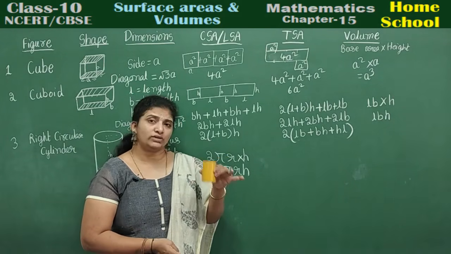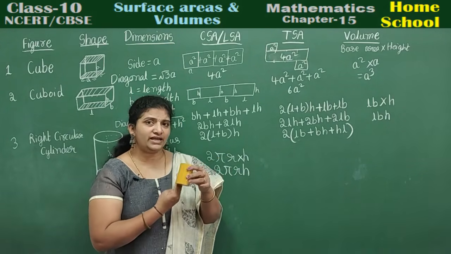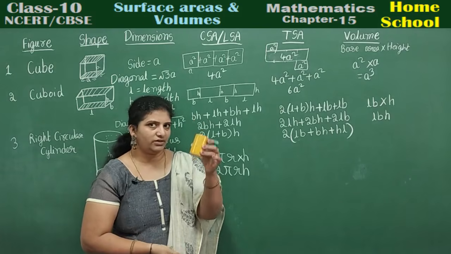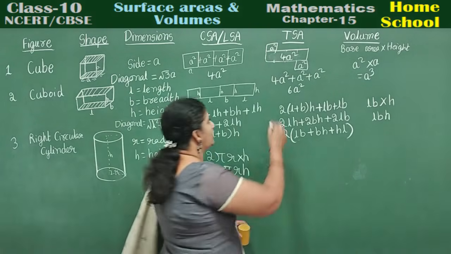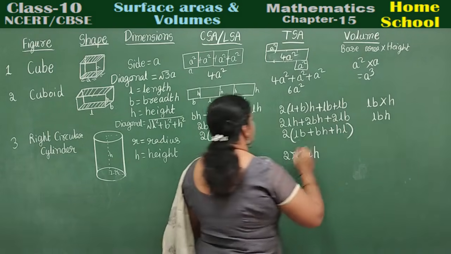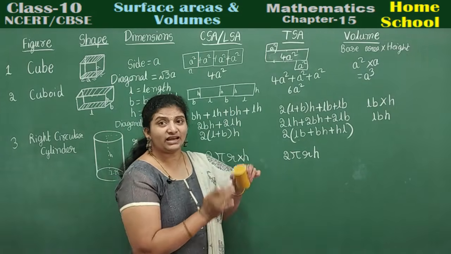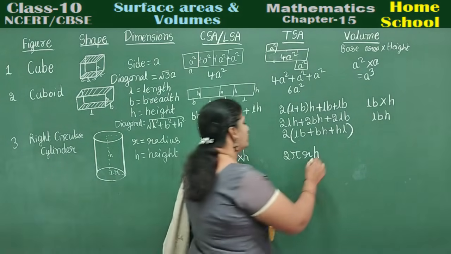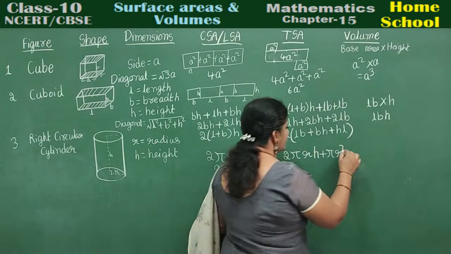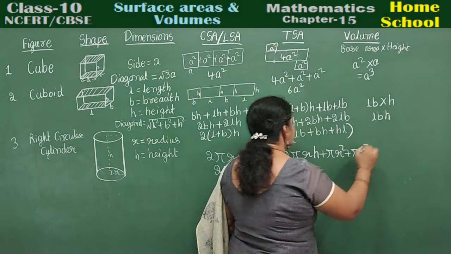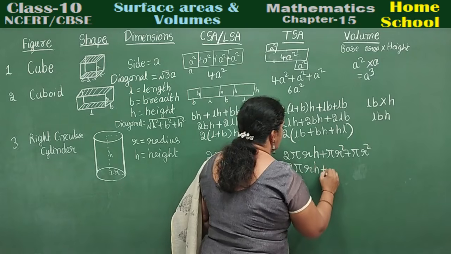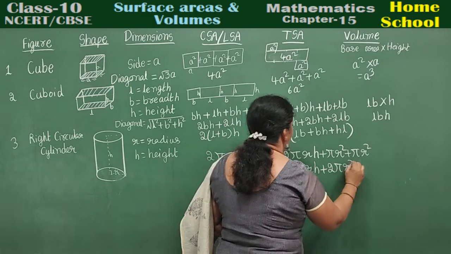Now, when we talk about total surface area, it is the CSA of a cylinder plus the area of this circular base and the area of this circular base. Okay? In total surface area, we have 2 pi r h plus the area of a circle, pi r square, and the area of the bottom circle, pi r square. Pi r square plus pi r square will be 2 pi r square. So 2 pi r h plus 2 pi r square.